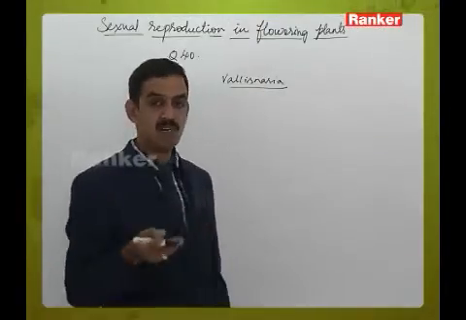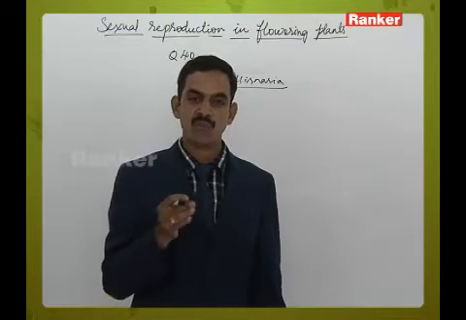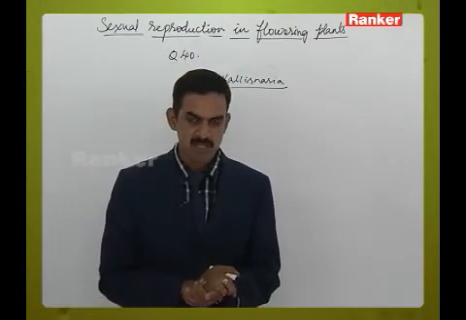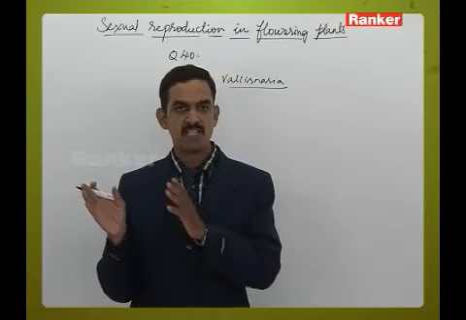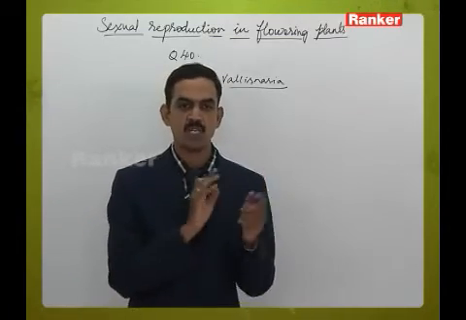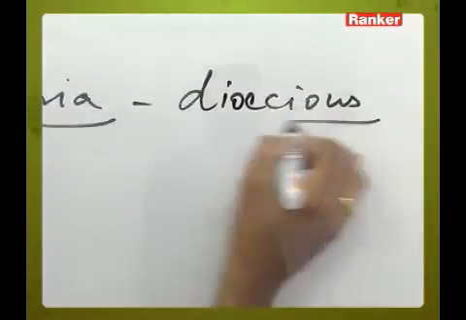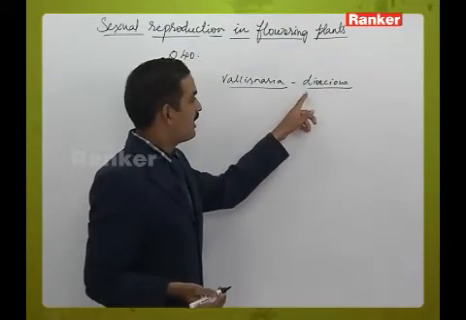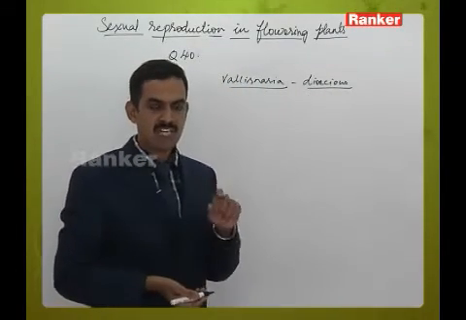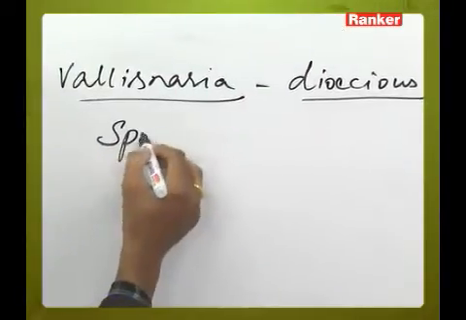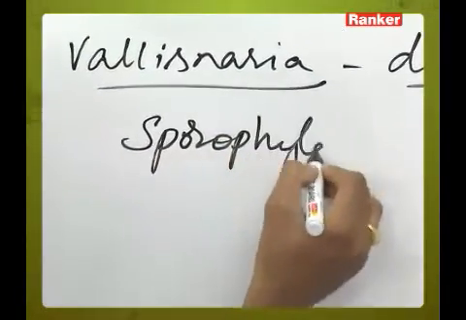Vallisneria is a submerged rooted hydrophyte which is dioecious in its nature. Dioecious means male flowers are present on one plant, female flowers are present on another plant. It is dioecious. And when you say male flowers on one plant and female flowers on another plant, it is related to the sporophyte generation.